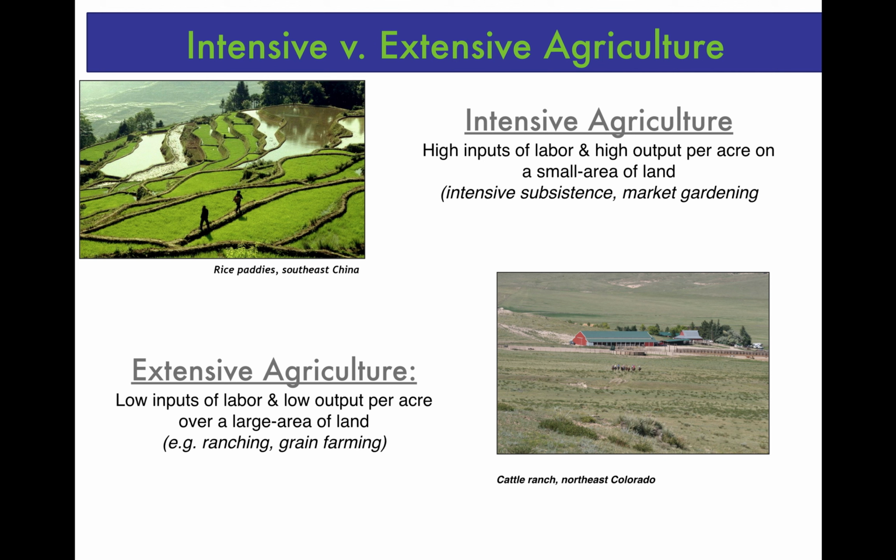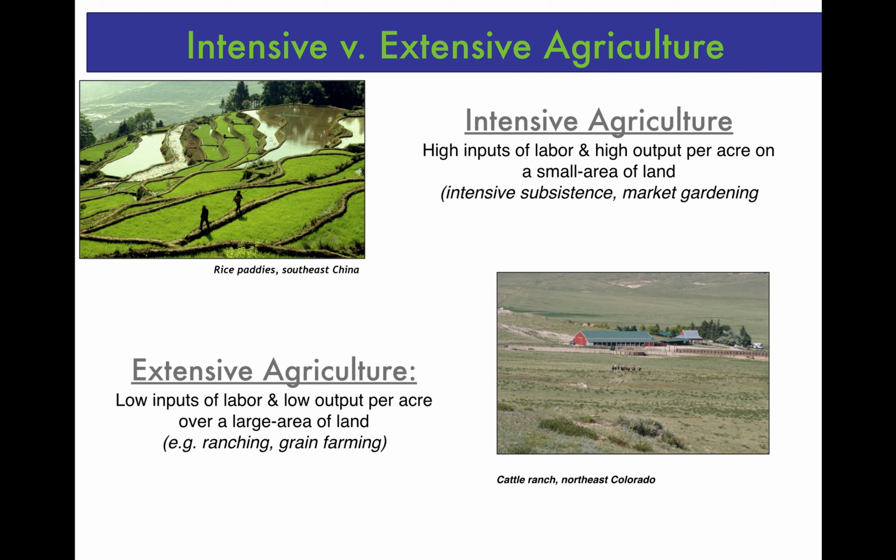Intensive agriculture, let's put that on the left. Intensive agriculture is the types of agriculture where there's a high input of labor and a high output per acre on a small area of land. Let's talk about what that means. If we're talking about rice farming, particularly wet rice farming, shown there on those rice paddies, or wet rice sawahs as it's more formally called, these high inputs of labor mean that a lot of labor is needed on a small area of land in order to get a large yield per acre. So high input of labor and a high output over a very small area of land.